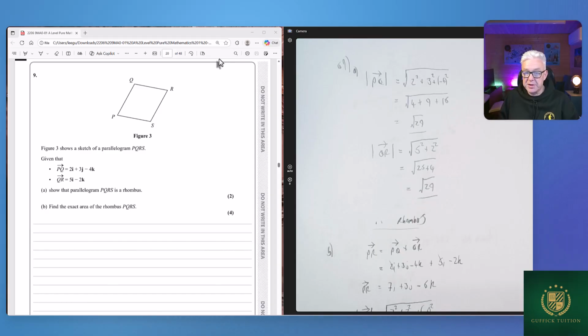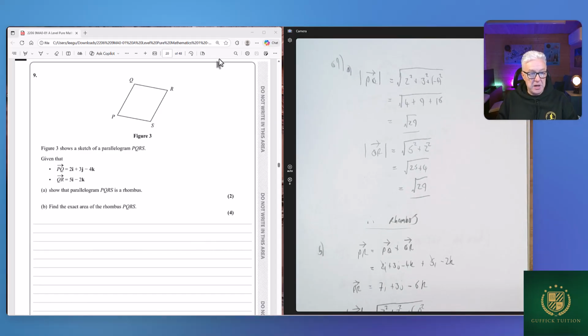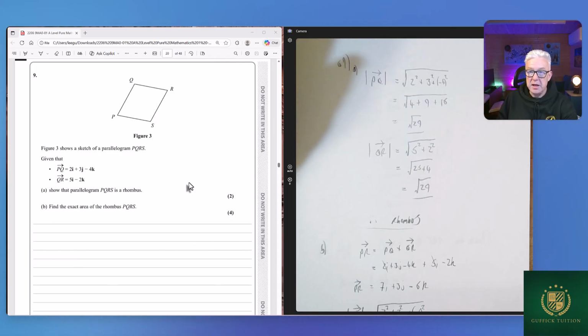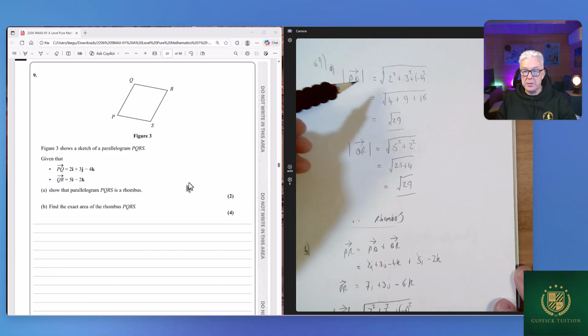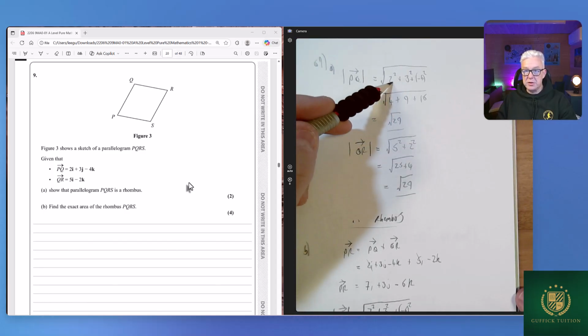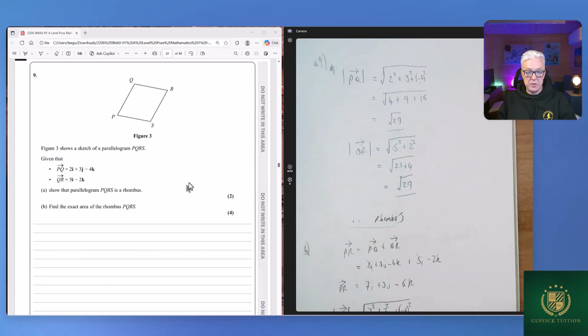PQRS is a rhombus. Now a rhombus is essentially a squashed square, so what we'd be looking for is the fact that the length of all the sides would be the same. So P to Q is therefore going to be, we're going to find the magnitude of the length PQ, and to find the magnitude we basically square each of the individual components, the i, j and k component, add them together and square root it. So 2 squared add 3 squared add minus 4 squared, and then square root that gives us root 29.